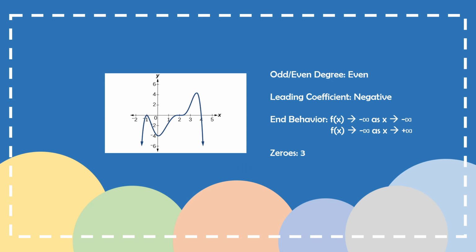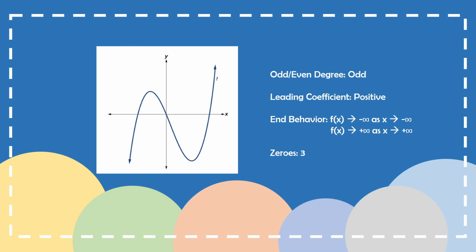And for this next example, we have a graph with a degree that is even and a leading coefficient that is negative because again, the arrow on the right is pointing downwards, and so we have the end behavior f of x reaches negative infinity as x reaches negative infinity, and f of x reaches negative infinity as x reaches positive infinity, with still three zeros because the graph moves through the x-axis three times as seen in the picture.